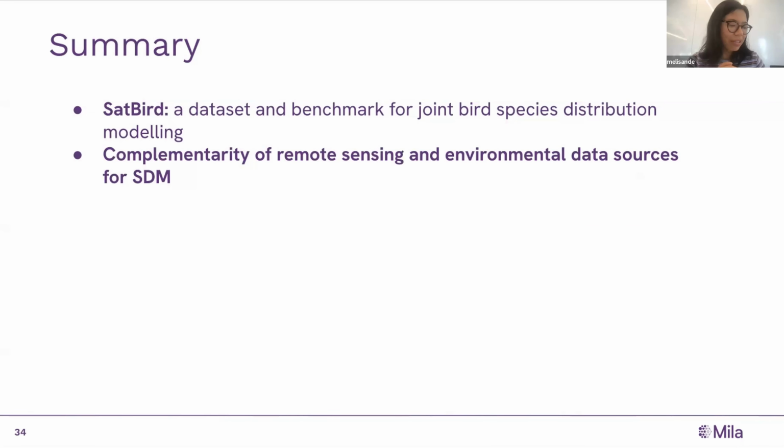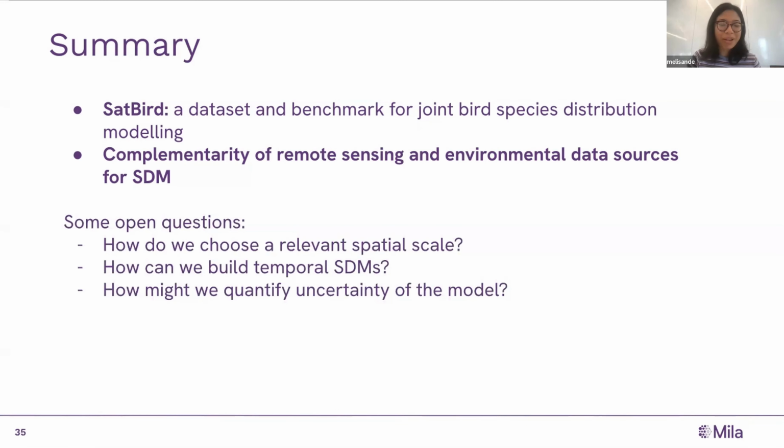So to summarize this project, SatBird is a dataset and benchmark for joint bird species distribution modeling, and our benchmark showed the complementarity of remote sensing and environmental data sources for species distribution modeling. In this case, there are a lot of open questions that remain, because obviously this is a dataset and benchmark, and the goal is that more people will use it afterwards. Some questions that I still have are: how do we choose a relevant spatial scale?